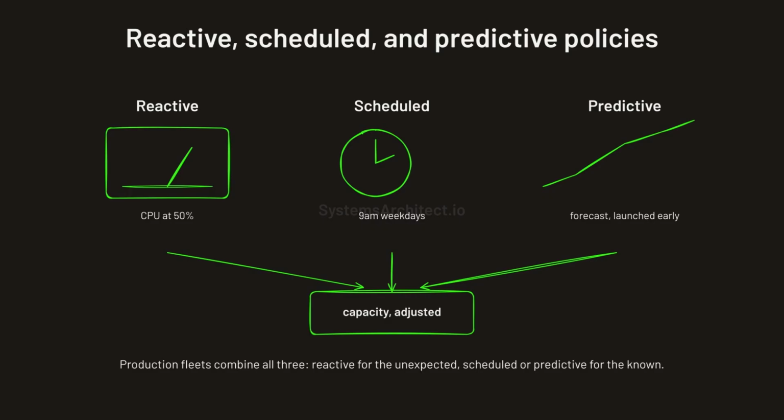Predictive scaling goes further, using historical load to forecast tomorrow's demand curve. It can launch instances minutes before that demand hits. That head start matters because new instances take real time to boot and warm up. Combining all three is the common production pattern. Reactive covers the unexpected. Scheduled or predictive covers the known.